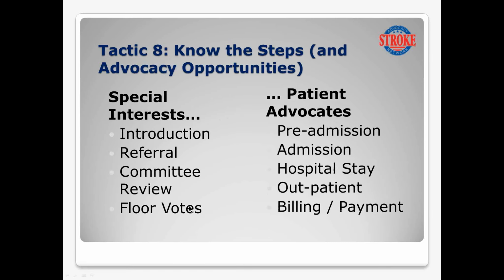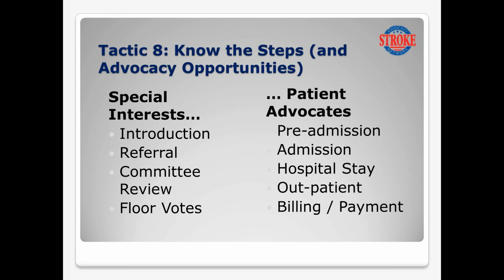All right, so tactic 8 is to know the steps and the advocacy opportunities. In Washington, D.C., for special interests, that would be knowing how a bill becomes a law, all of our favorite Schoolhouse Rock stuff: introduction, referral, committee review, floor votes, and then analyzing within that where advocates have the most opportunity to make a difference.